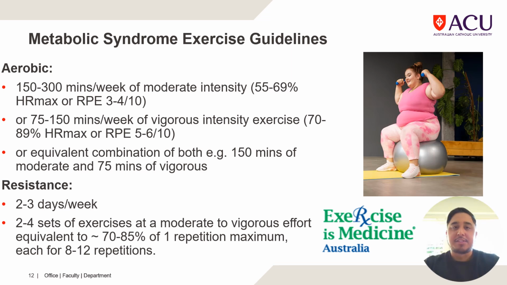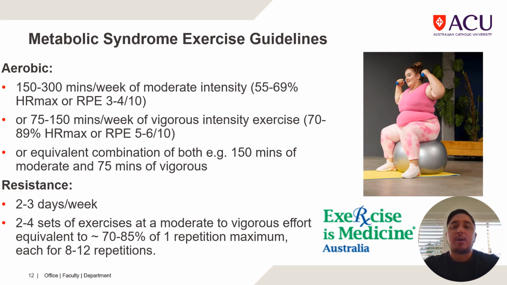The Exercise Medicine Australia professional fact sheet for metabolic syndrome and exercise states that individuals should target 150 to 300 minutes per week of moderate intensity aerobic exercise, such as brisk walking, cycling, or swimming. Exercise should be undertaken at a moderate intensity of 55 to 69% of heart rate max, or rating of perceived exertion 3 to 4 out of 10.